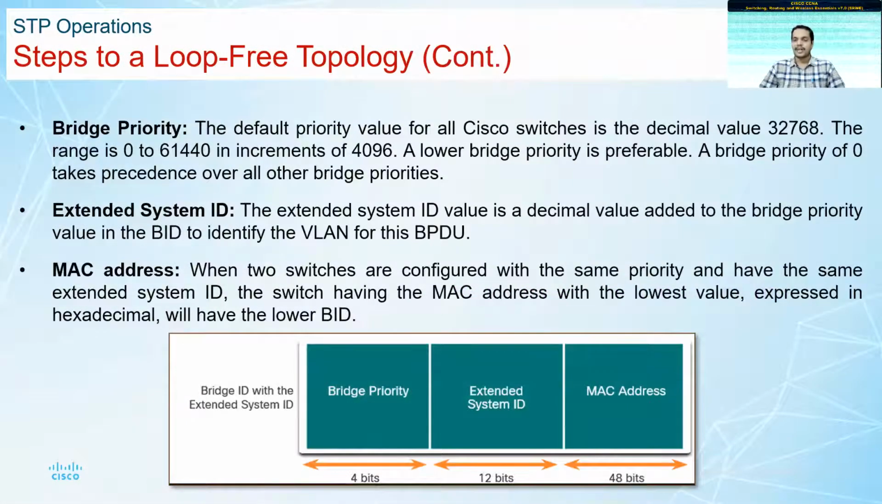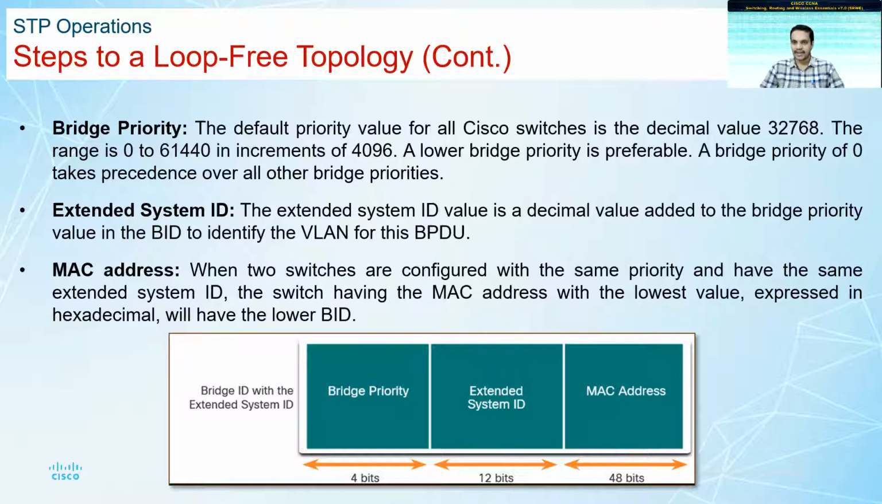So this is what is contained in your BID. The first one is the bridge priority. The default priority value for all Cisco switches is the decimal value 32768. The range is 0 to 61440, in increments of 4096. Usually, the switch with the lowest priority is preferable. A bridge priority of 0 takes precedence. That means you select it first over all other bridge priorities.